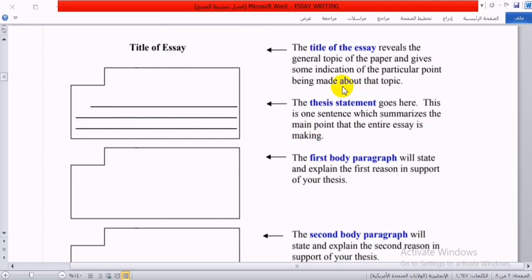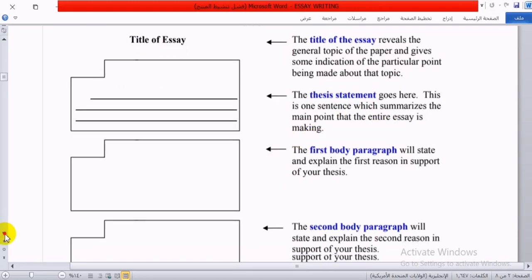It reveals the general topic of the paper and gives some indication of a particular point being made about the topic. This is the title. Then we have the general statements, and finally we end this introductory paragraph with the thesis statement, which is the main topic, which summarizes the main point that the entire essay is making.